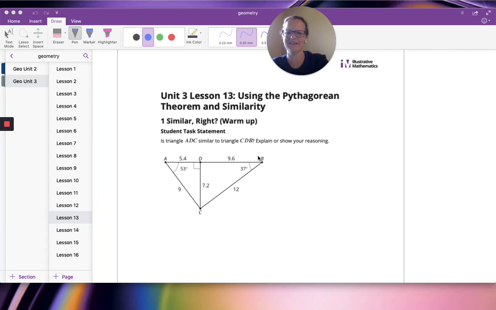Hey there, Geometry. Let's look at Lesson 13 in Unit 3, using the Pythagorean Theorem and Similarity. So here it says, is triangle ABC similar to triangle CBD? So let's look at what that is actually talking about.